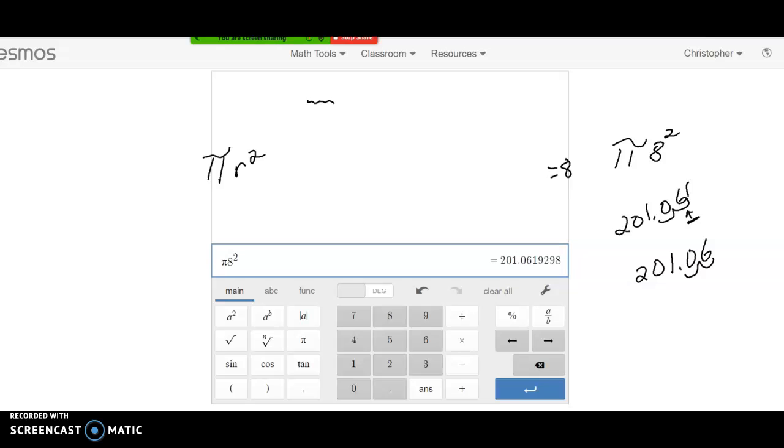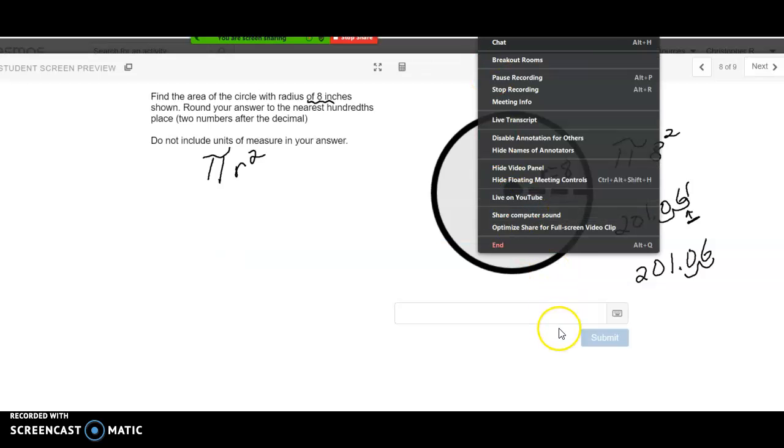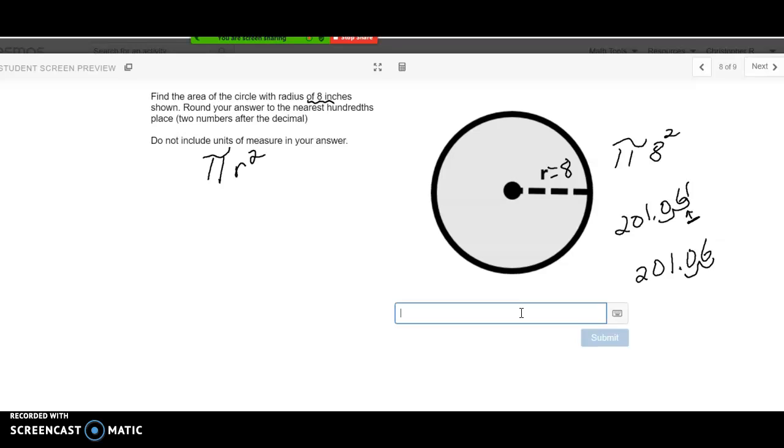Okay, so now I go back to my Desmos and I'm just going to type it in. 201.06. And that's the area of a circle.